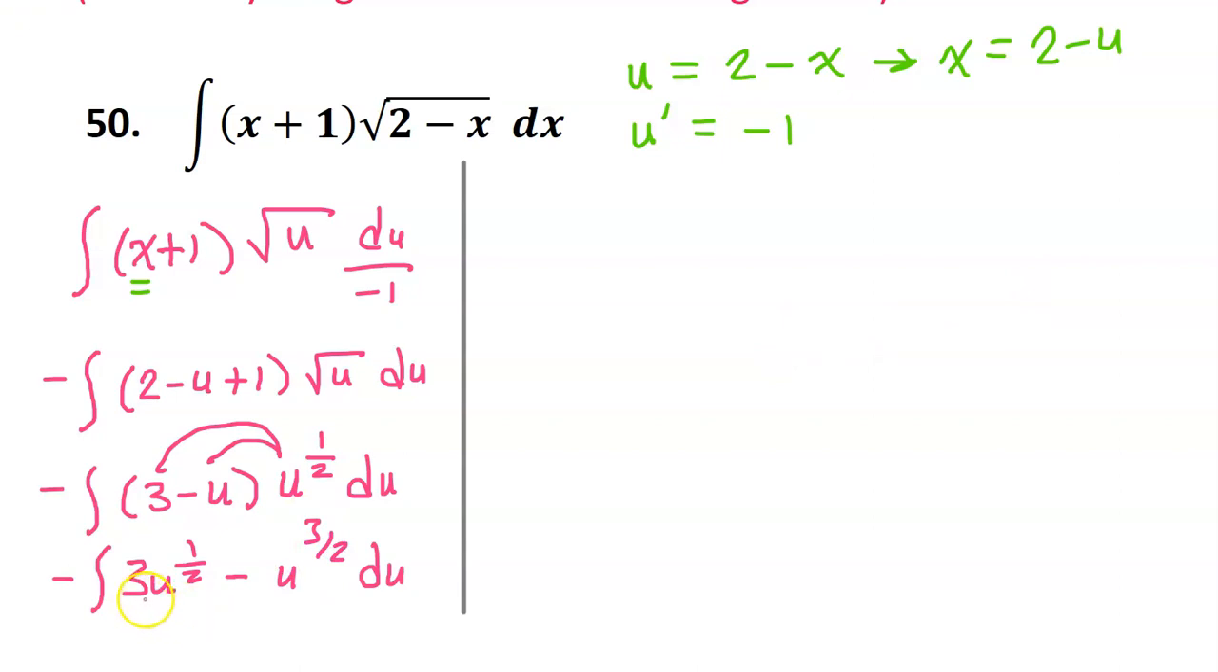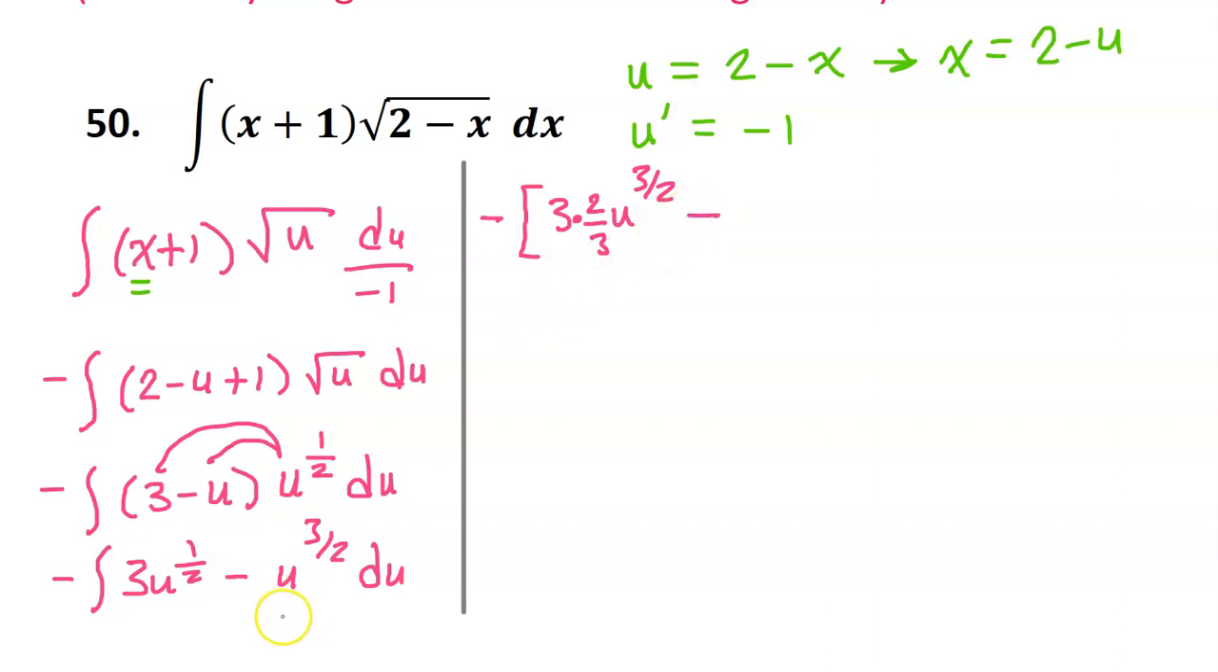This is something we can integrate term by term. I'm going to bring down the 3 for a moment. Also, don't forget that we have a negative sign way out in the front. But we can use the power rule of integration and add 1 to this exponent, giving us u to the 3/2 power. Then we divide by the new exponent, but dividing by 3/2 is the same as multiplying by 2/3.